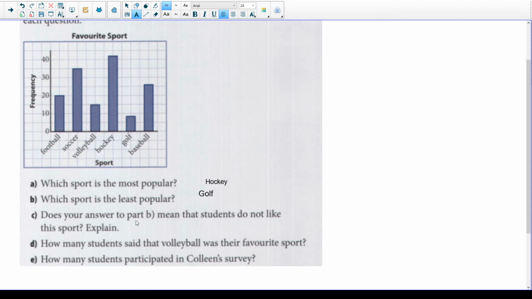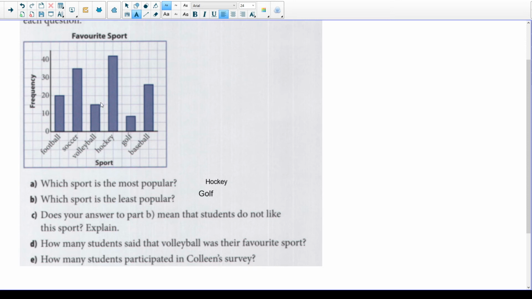Does your answer to part B mean that students do not like this sport, and explain? So that's an interesting question, and this is where we need to use a little bit of logic to try to figure out stuff. What's the issue with golf? Well, golf basically is a single player sport, first of all, and you need to be pretty good at it. Not everybody has the opportunity to play golf.